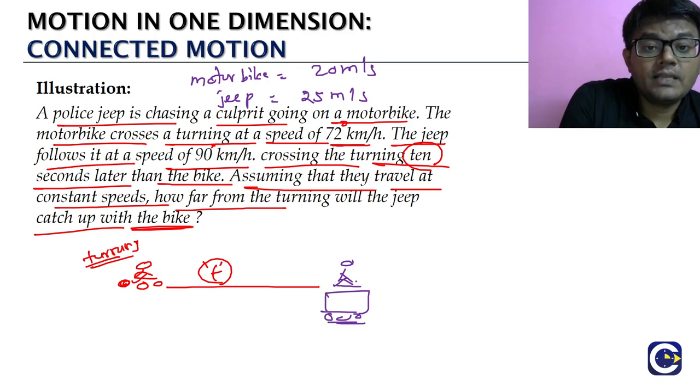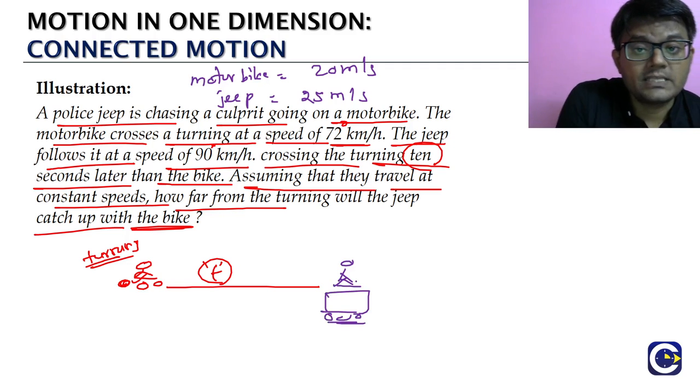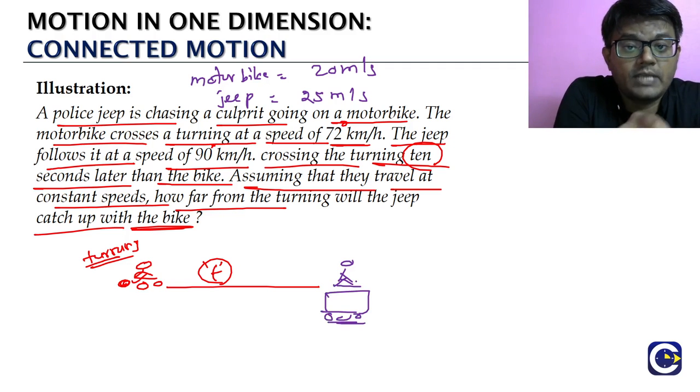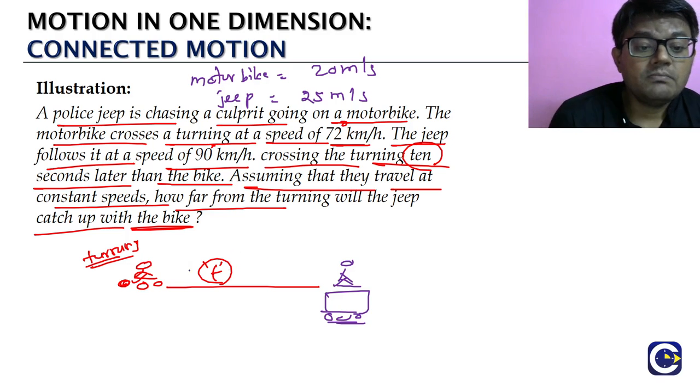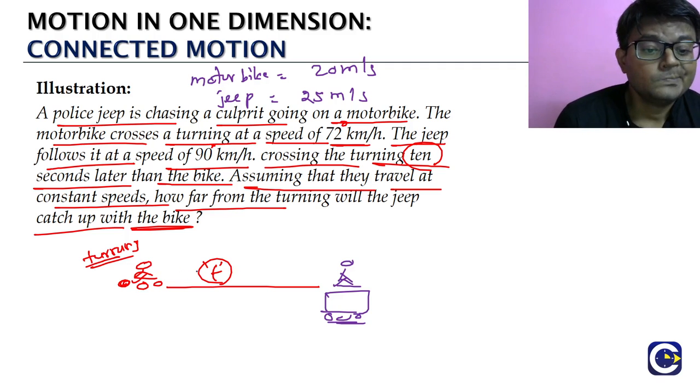They both will end up at the same location. That is what you mean by catching, right? When we say the police is able to catch the thief, they both will be at the same location. So here the time for the journey of the motorbike is what? T. That is what we are considering.